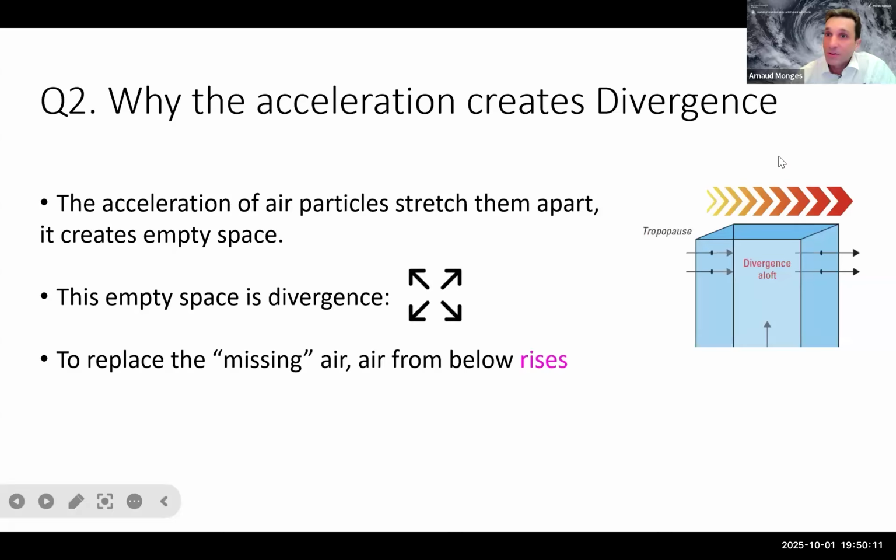We are at the top of the atmosphere. There is no air coming from here, from space. So the air is going to come from below and the air is going to rise. So now we understand why at the exit of the trough, you have divergence.